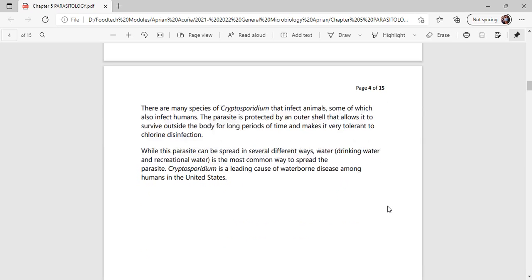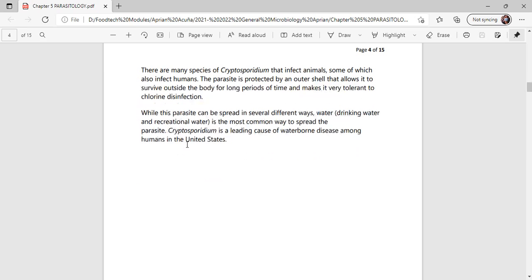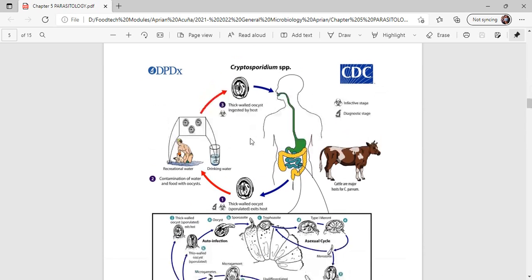While this parasite can be spread in several different ways, water, such as drinking sources and recreational water, is the most common way to spread it. Cryptosporidium is the leading cause of waterborne disease among humans. Okay, usually the studies or references are US-based because they come from the book. We have here the Cryptosporidium life cycle. We will not go through it slowly because we cannot fully focus on the cycle. Just make sure you know the source, what type of disease, and its life cycle.